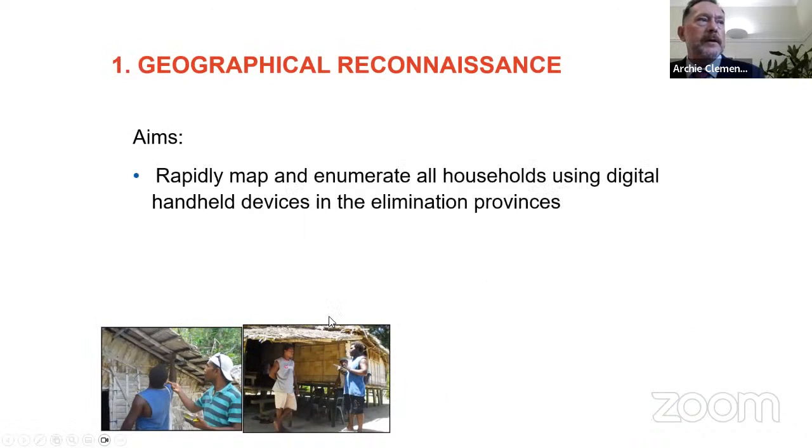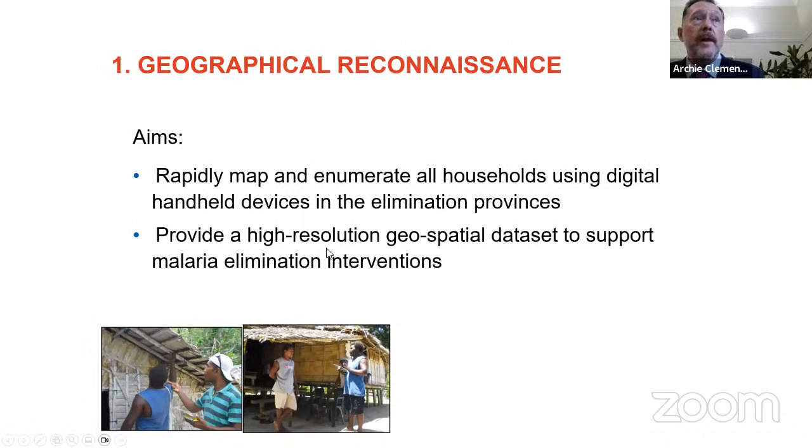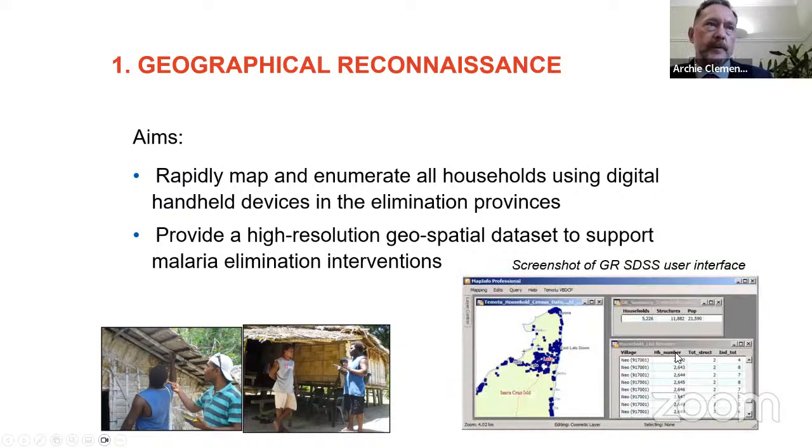So in terms of geographical reconnaissance, what we did is we mapped and enumerated all households within the elimination provinces using digital handheld devices, which created a geospatial database that could then support the frontline interventions and the surveillance response. And so in our spatial decision support system, that's what this looked like. So the blue dots are all of the households in this part of Solomon Islands, and they're all fully enumerated. We know the number of people who live in each of these households, and they've got an identity. Each of these households has got an identification number.